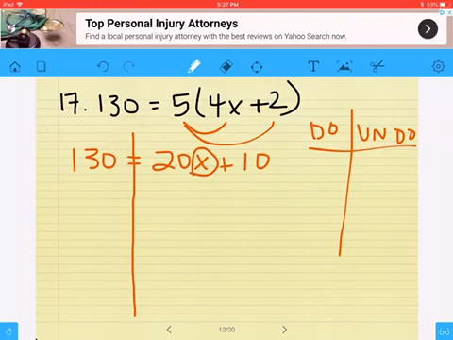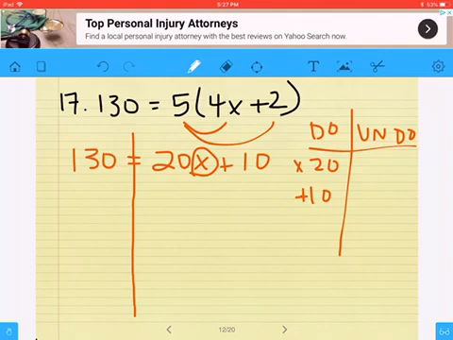Go ahead and draw your line down the middle, over the equal sign, so that you can see both sides of your equal. And let's do our do and undo chart. Remember, in the do and undo chart, we are just worried about what's happening to our variable. So x is our variable.